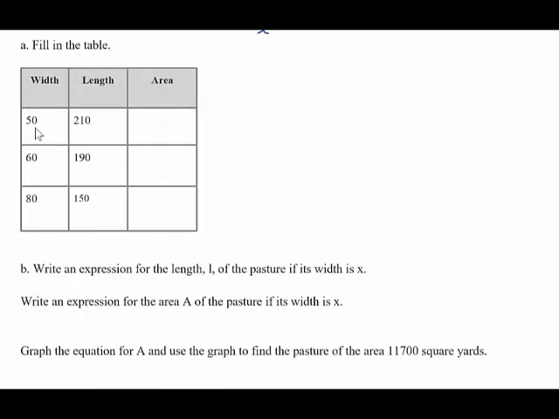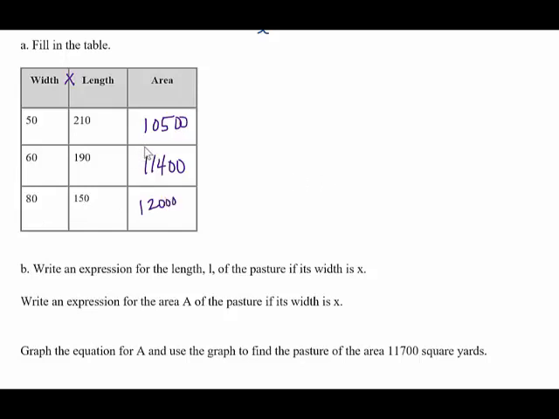If we're given a width of 50 and the corresponding length of 210, we can find the area by multiplying the length and the width together. So we get 10,500. Okay, given a width of 60 and length of 190, the area is 11,400. And lastly, width of 80 and a length of 150 produces an area of 12,000.